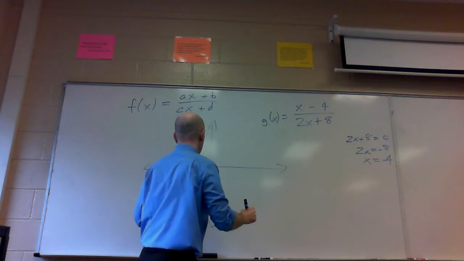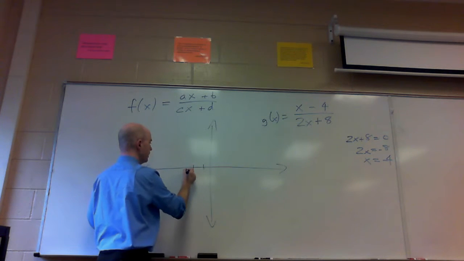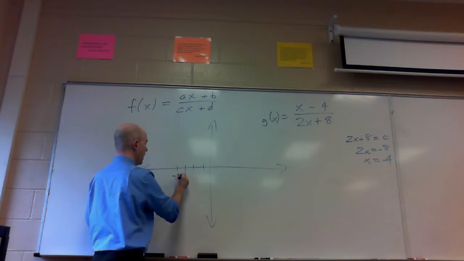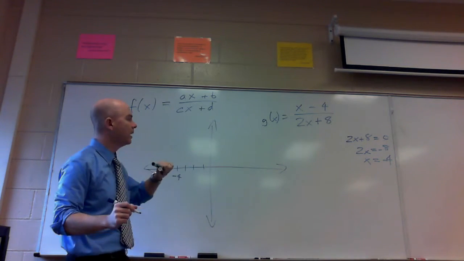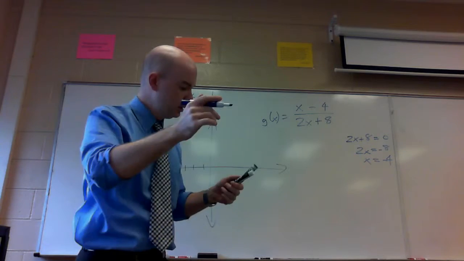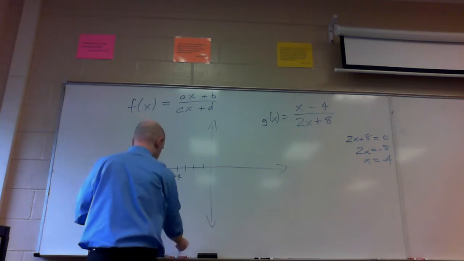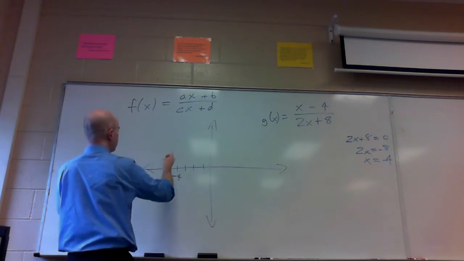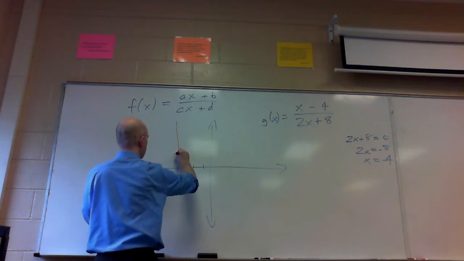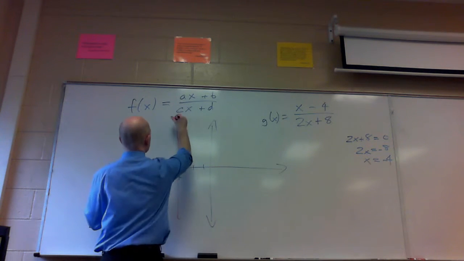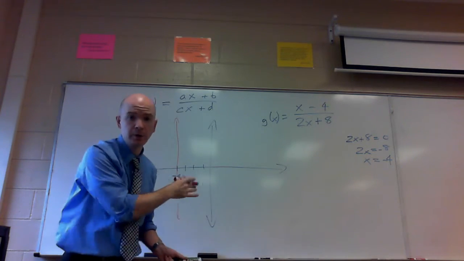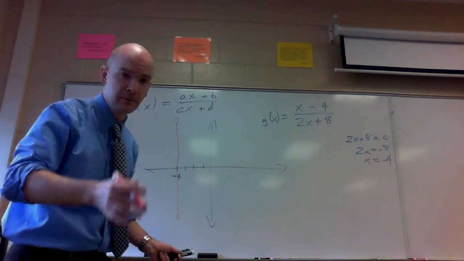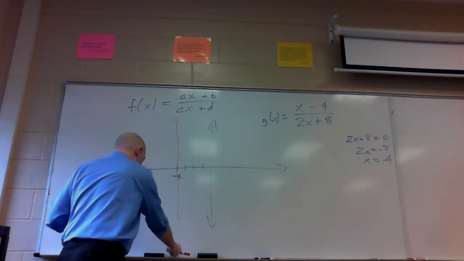Therefore, you know that when you reach negative 4, you are going to have a vertical asymptote that the function will never touch. This is not part of the function. I will use a separate color. I'm using the red just to identify that is the no-go zone.